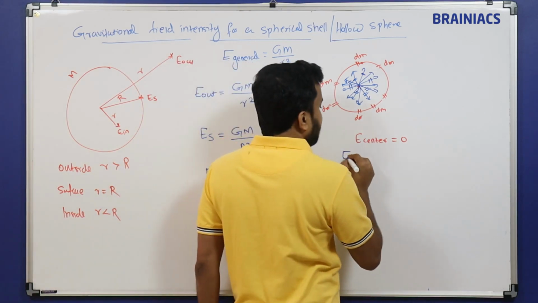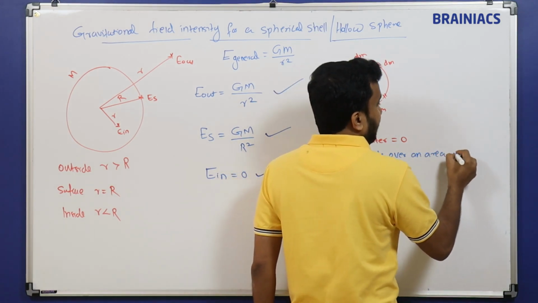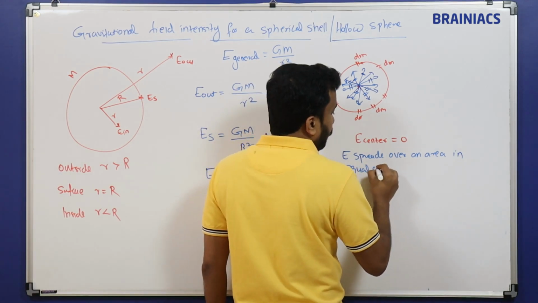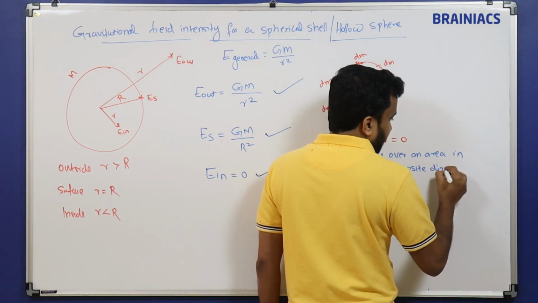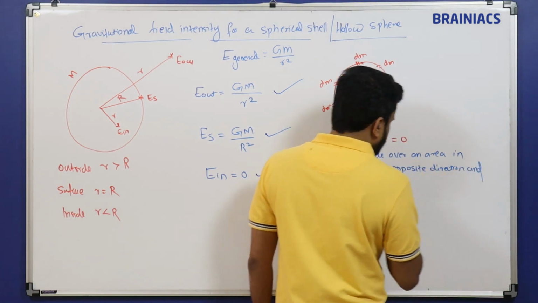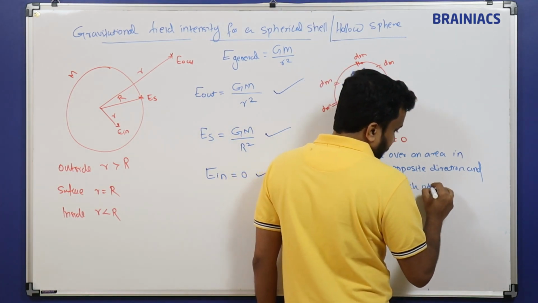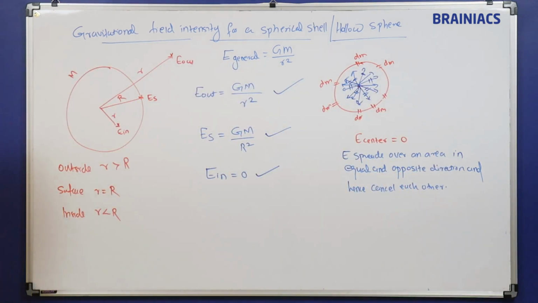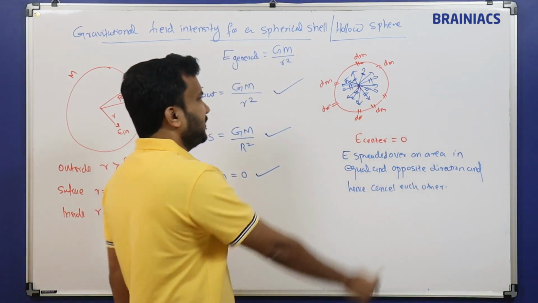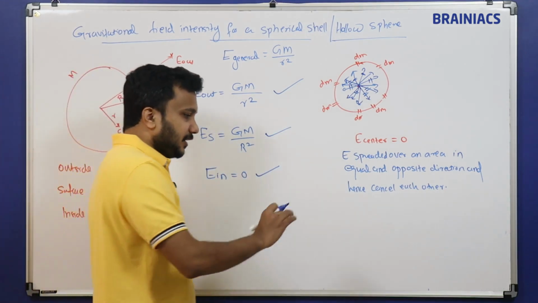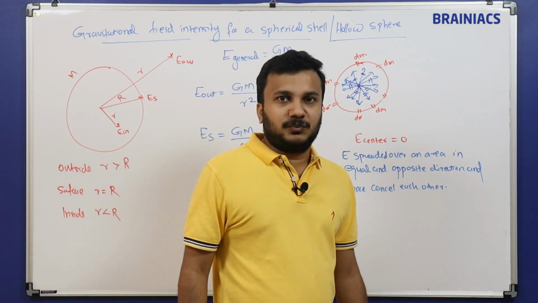So E is spread over an area in equal and opposite directions, and hence cancels each other. At the center it is 100% sure that the gravitational field intensity will get cancelled. Inside, the gravitational field intensity cancels.